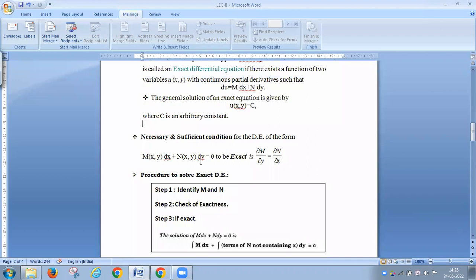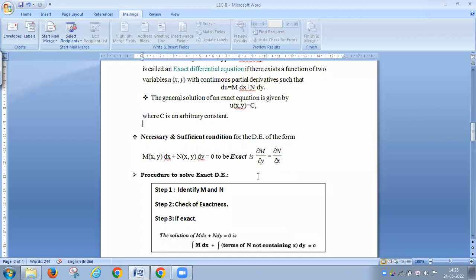A differential equation of the form m dx plus n dy equal to 0 is said to be exact if this condition is satisfied: dou m by dou y equal to dou n by dou x. If the partial derivative of m with respect to y is the same as the partial derivative of n with respect to x, then we say that this differential equation is exact.